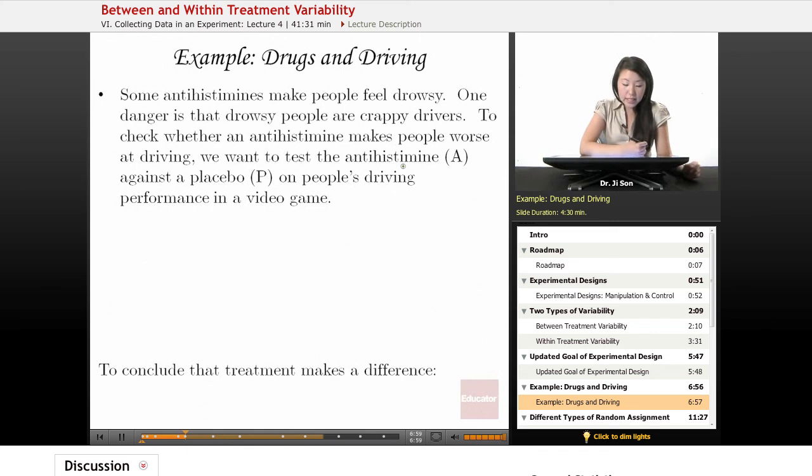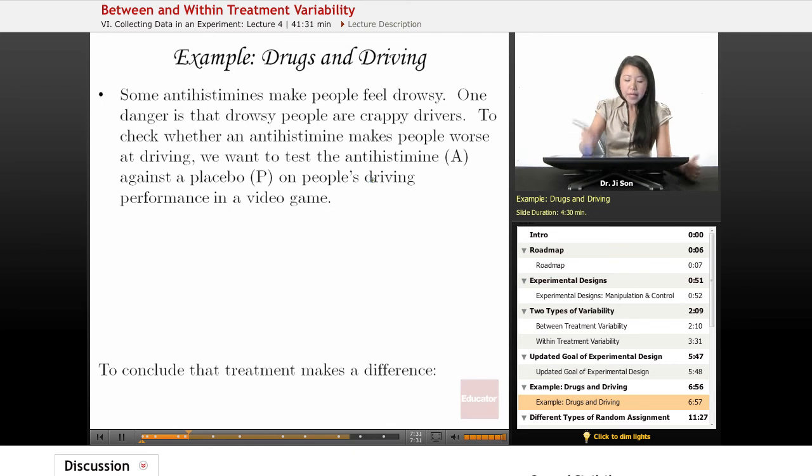So let's look at an example to see how these variabilities might impact each other. Here's an example of drugs and driving. Some antihistamines, like allergy medicines such as Benadryl, make people feel drowsy. One danger is that drowsy people are crappy drivers. To check whether an antihistamine makes people worse at driving, we wanted to test an antihistamine against a placebo, just a sugar pill, on people's driving performance in a video game.